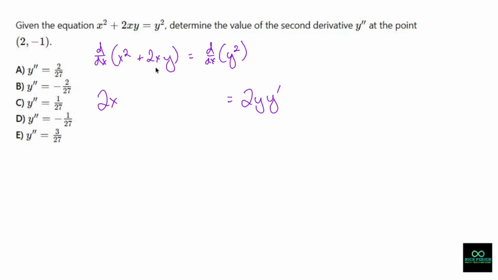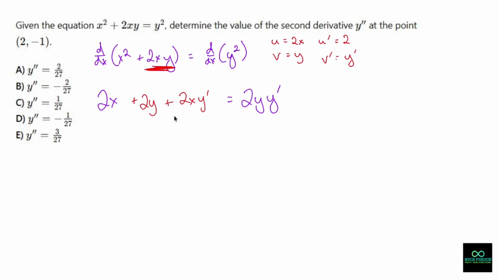This guy right here, 2x times y, is product rule. So I'm going to let u equal 2x and v equal y. U prime is going to be 2, and v prime is the derivative of y with respect to x, which is dy/dx, or just y prime. So the product rule is u prime v, so 2 times y, so plus 2y, plus v prime u, which is y prime 2x. I know I'm writing that out of order, but I want the y prime to be second.